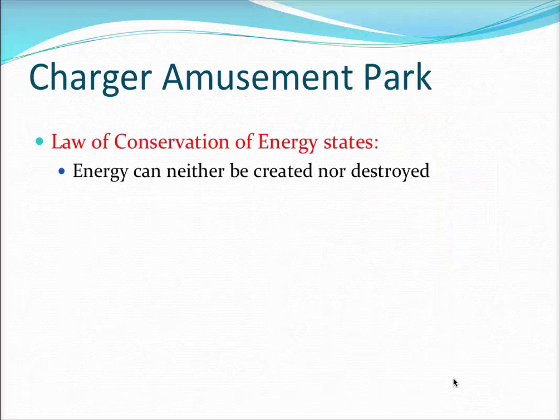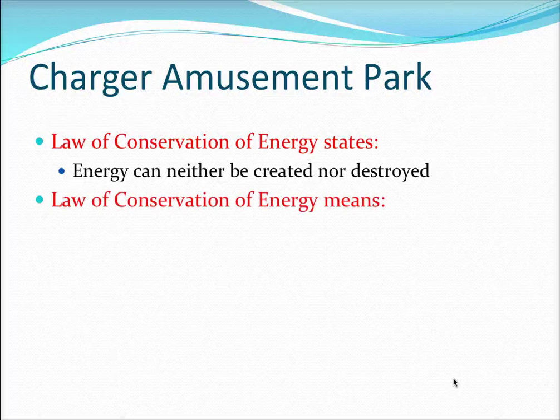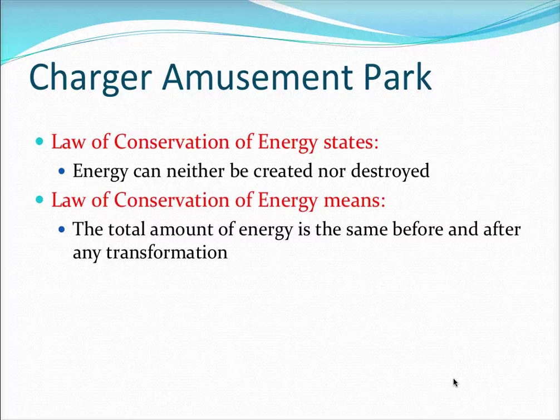The law of conservation of energy states energy can neither be created nor destroyed. The law of conservation of energy means the total amount of energy is the same before and after any transformation. So there's no energy lost. You can't create it. You can't destroy it. You can't get rid of it. So when that conservation takes place, there's nothing lost. It goes from one to the other.